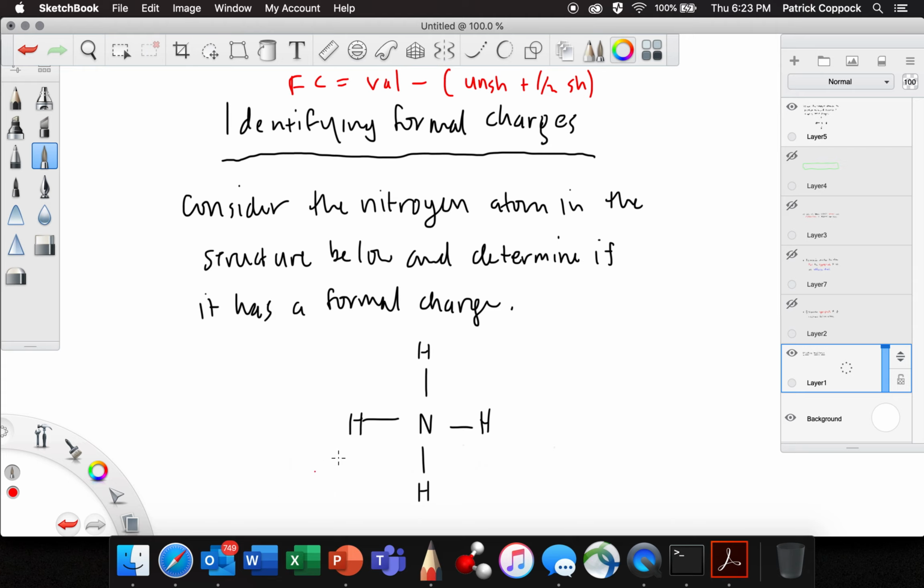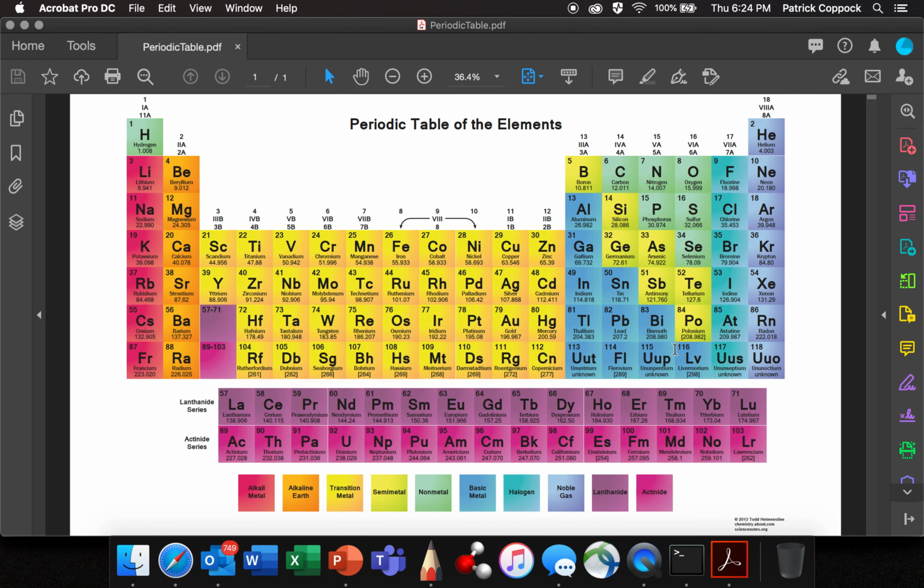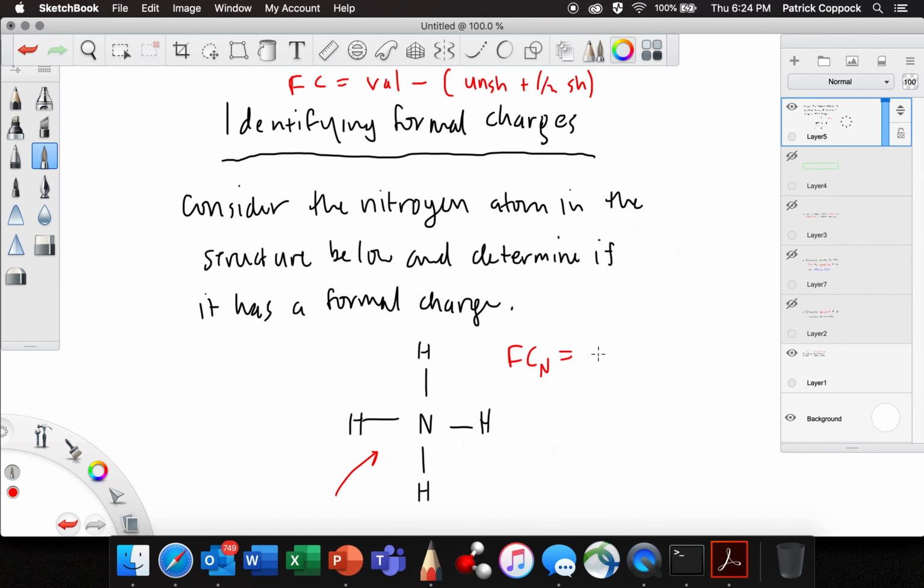Okay, so let's do the formal charge of this structure down here, and I'll stay in red. Let's come back up here. Okay, so the question is, consider the nitrogen atom below, that's this guy right here, right, you see it, in the structure below, and determine if it has a formal charge. Okay, so the formal charge on that nitrogen is going to be the valence number, so let's go over here. Nitrogen's group 5, right? So let's go back over here, and it's the valence number minus all of the unshared, and you see there are no unshared electrons here, no lone pairs of electrons, plus half of the shared, right? And how many are shared? 2, 4, 6, 8.